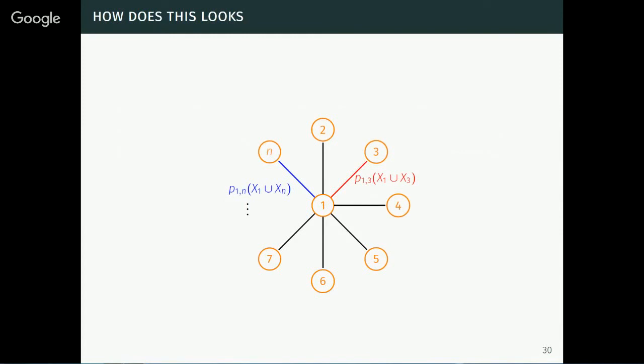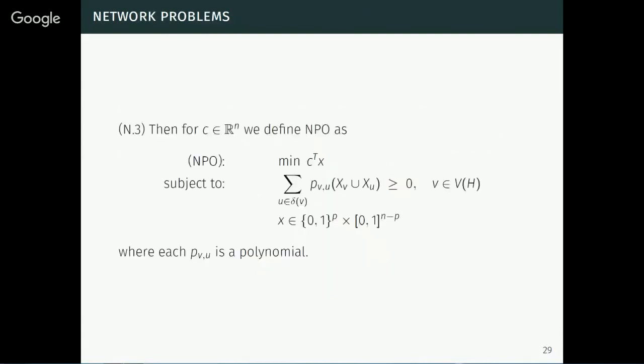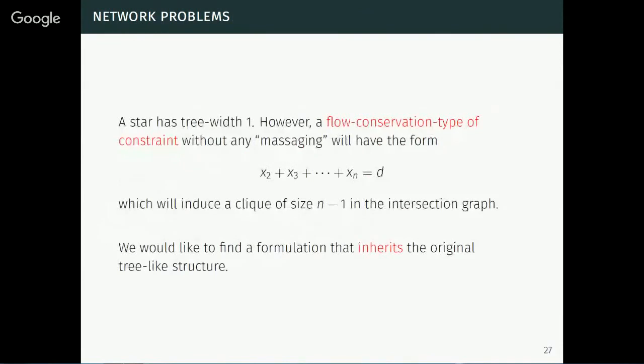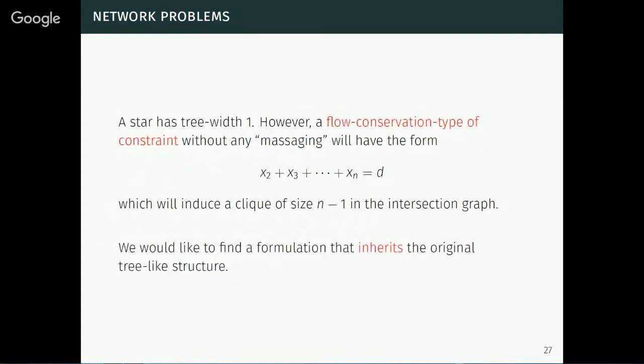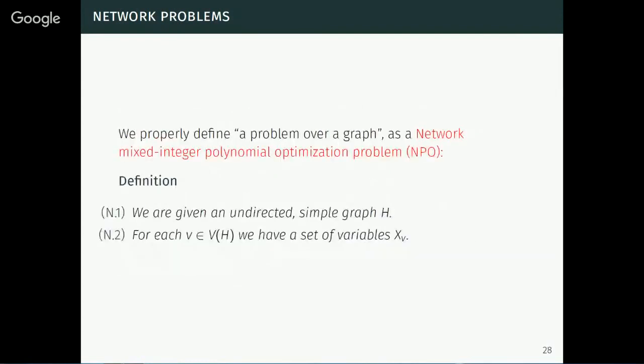The first problem with the star, is it not the same expression? It is. The one with the sum from x2 to xn. Yes, it is one, because you have a variable for each one of these guys that will produce this. So you can associate this constraint to the center node. Yes, exactly.